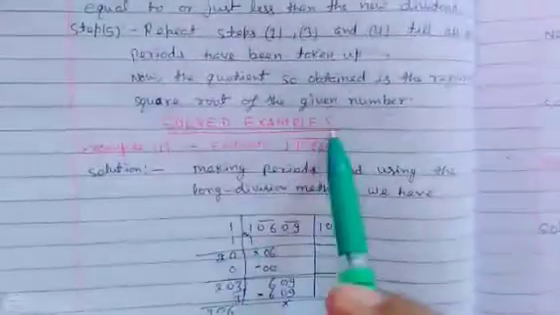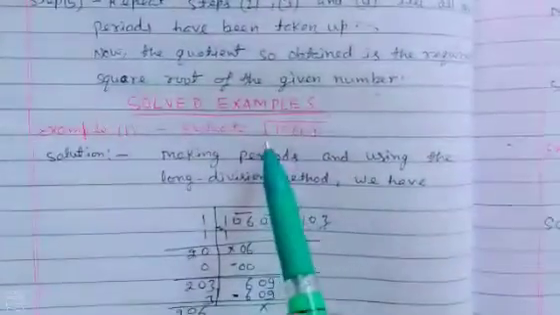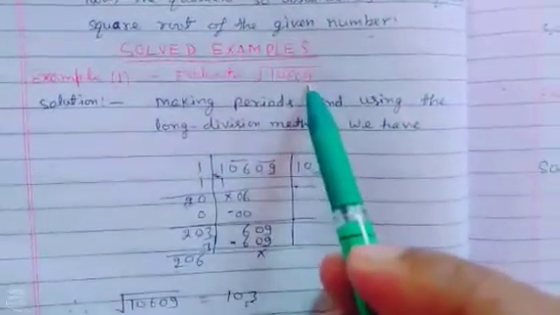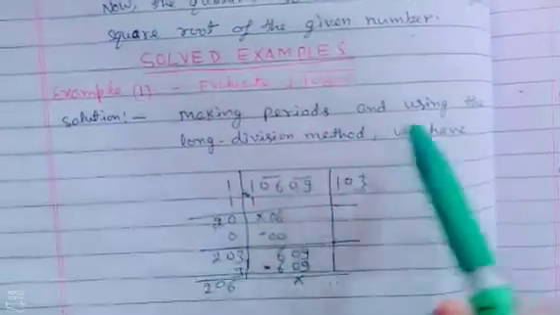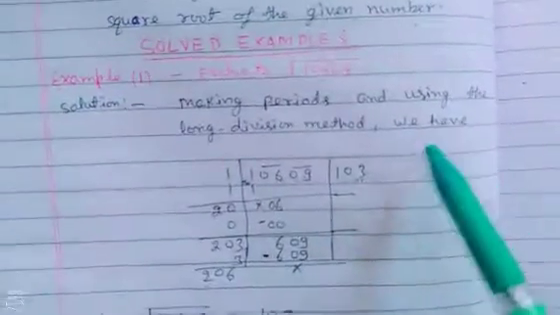Now let us solve examples. Example 1. Evaluate the square root of 10,609. Solution. Making periods and using the long division method, we have.